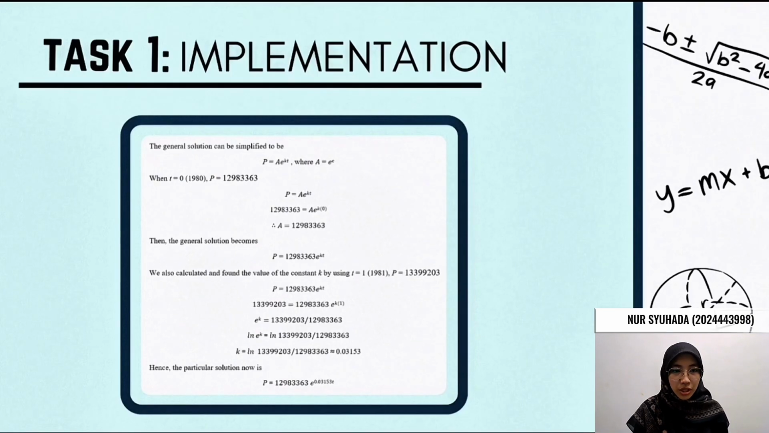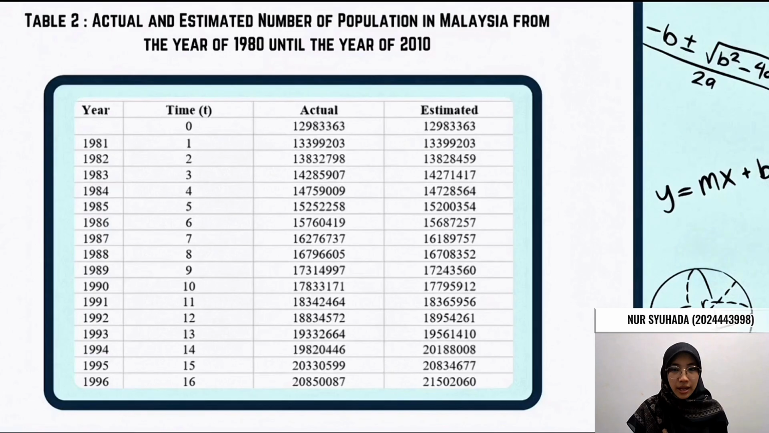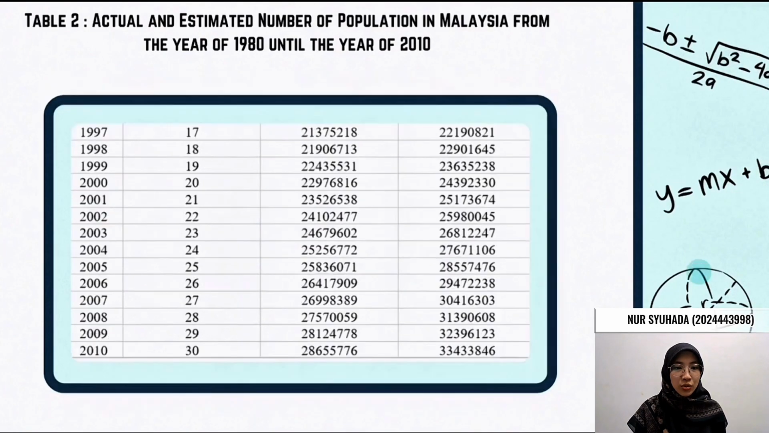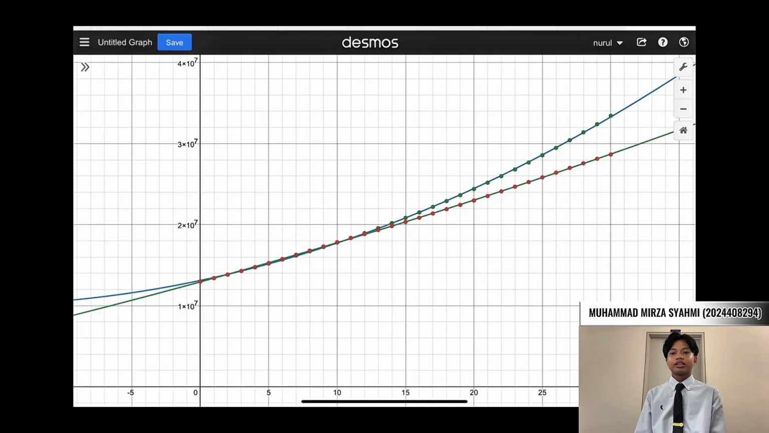Therefore, the particular solution becomes P(t) equals 12,983,363 times e raised to the power of 0.03153t. This equation was used to estimate the population in Malaysia from the year 1980 to the year 2010. Table 2 shows the comparison between the actual population and the estimated population based on the model. In this graph, the red line represents the actual values, while the green line represents the estimated or calculated values based on the model we use.